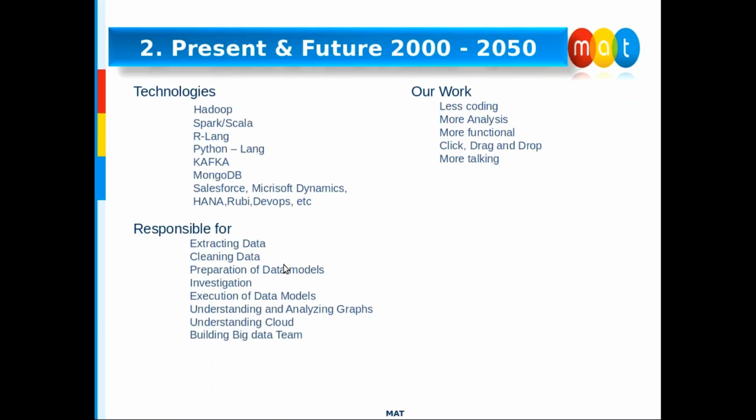Cleaning the data. Whenever you say unstructured data, you have to convert that unstructured into structured format. In that process, you may be eliminating unwanted data. So cleansing of data, that is another step, another activity which you are going to do more frequently as a data scientist, as a big data architect. Preparation of data models.